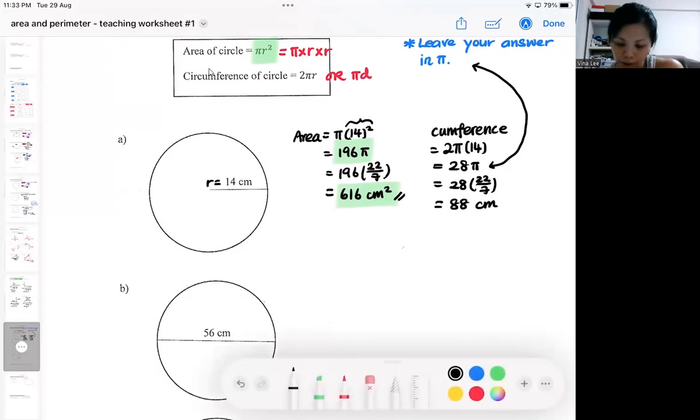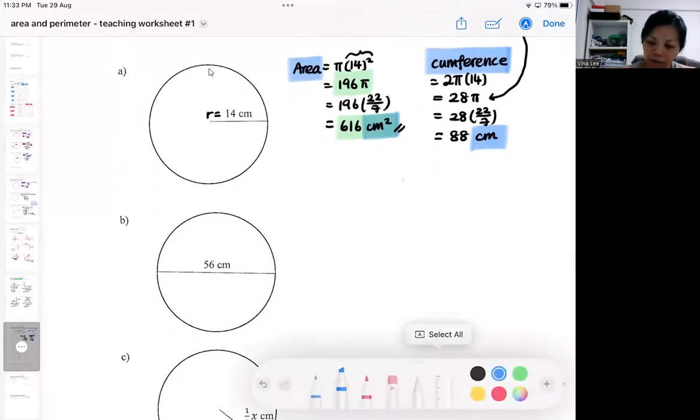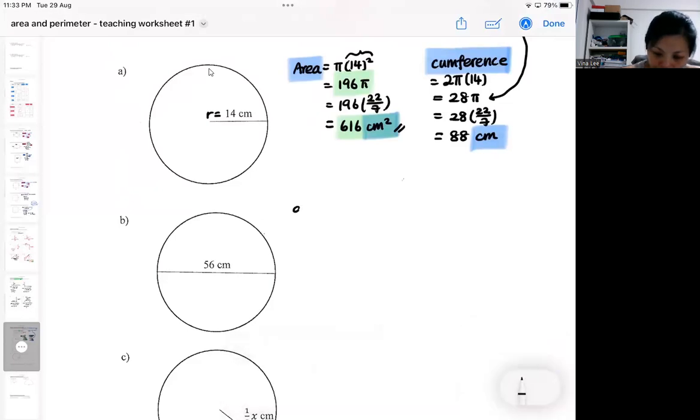If you look carefully, I'm still doing the label and the units. So label, units, label, units. If you didn't give the correct unit, you can get marks deducted. Okay. The next one is we get the diameter. The diameter is 56. Do not forget, how are you going to get the radius from the diameter? You divide by 2. So your radius is 28.